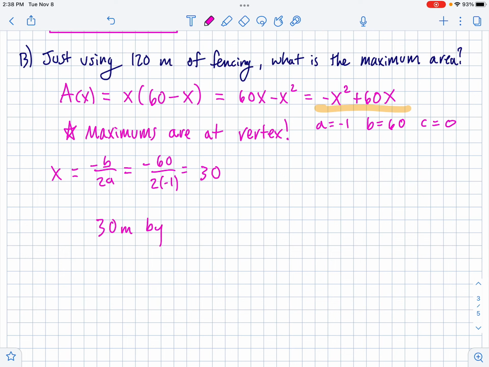So if you plug that back in, that would mean a 30 meter by 30 meter pen. So it's 30 by 30. And if you multiply the area of that, the 30 by 30 meter pen will give you a 900 meter squared pen. And that's the biggest it will get.